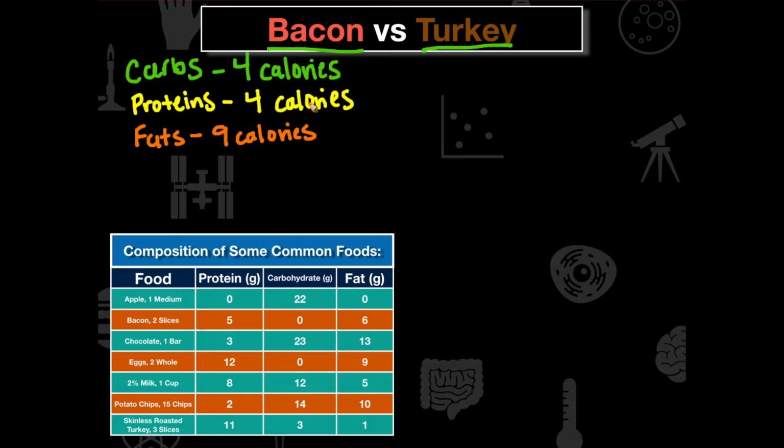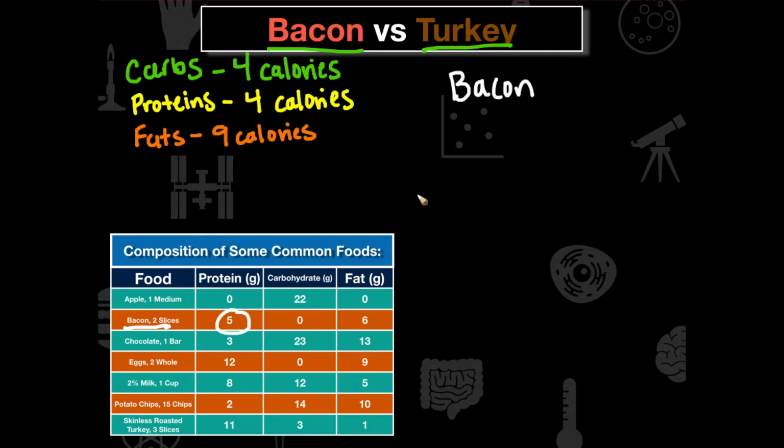So if we're looking at this, we have carbs, proteins, fats. And what we're trying to do is compare the composition of bacon and turkey. Now here's the thing, we have to understand this is a really basic calculation. This is a very simplistic way of doing this, but it will still give us a general idea of how to compare our bacon versus our turkey. So let's take a look at our bacon. We've got 2 slices of bacon here, and so write down bacon.